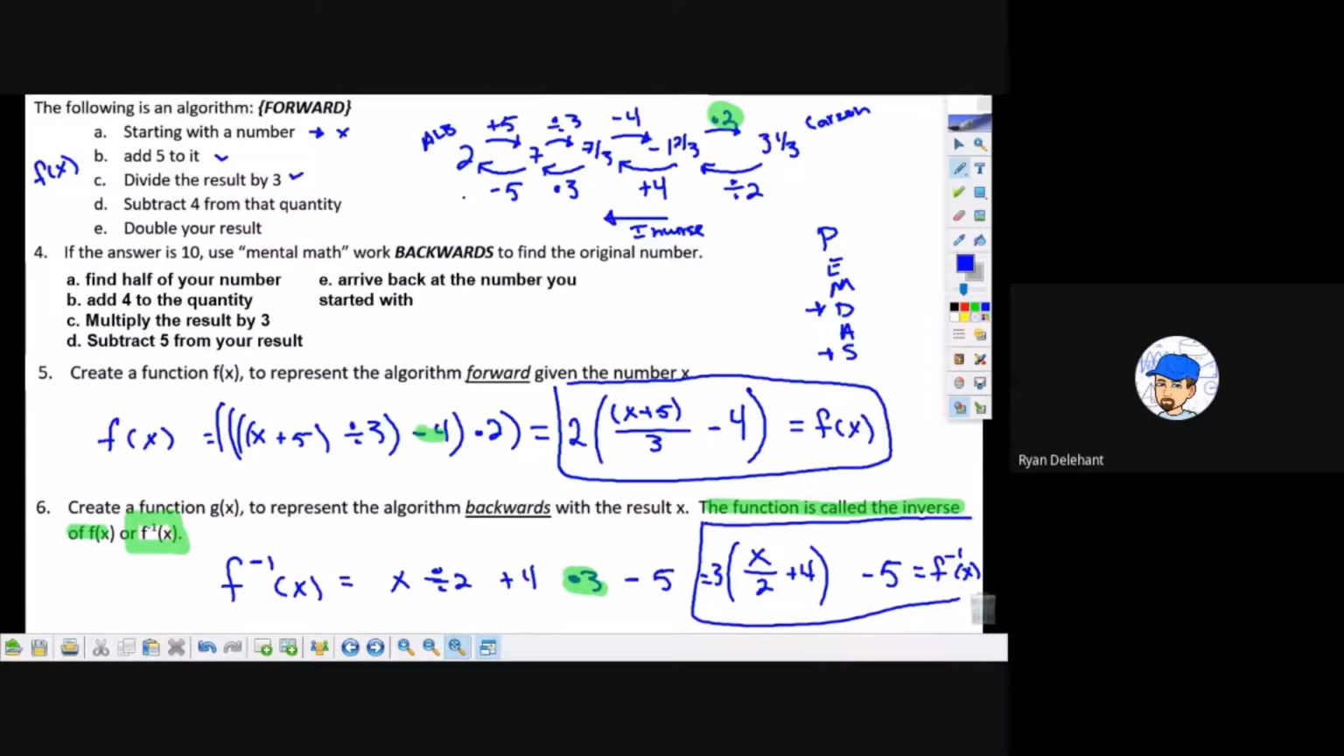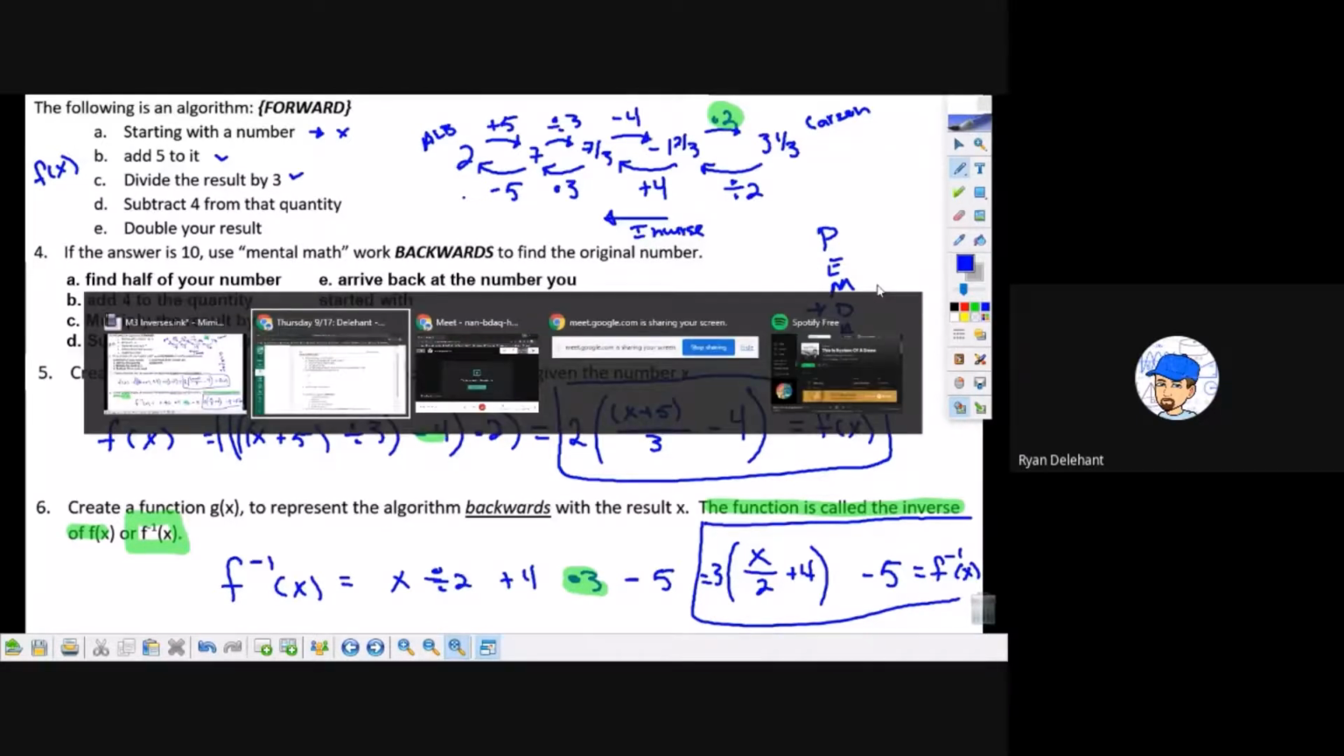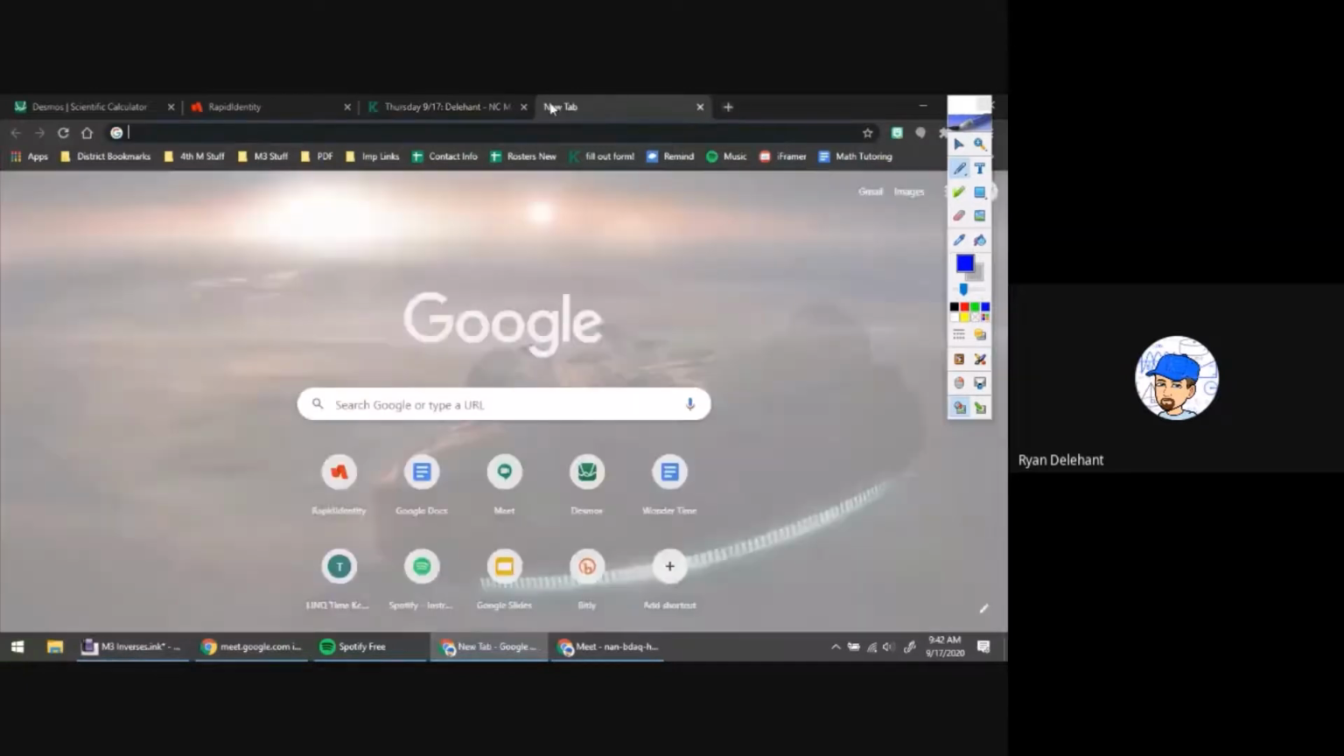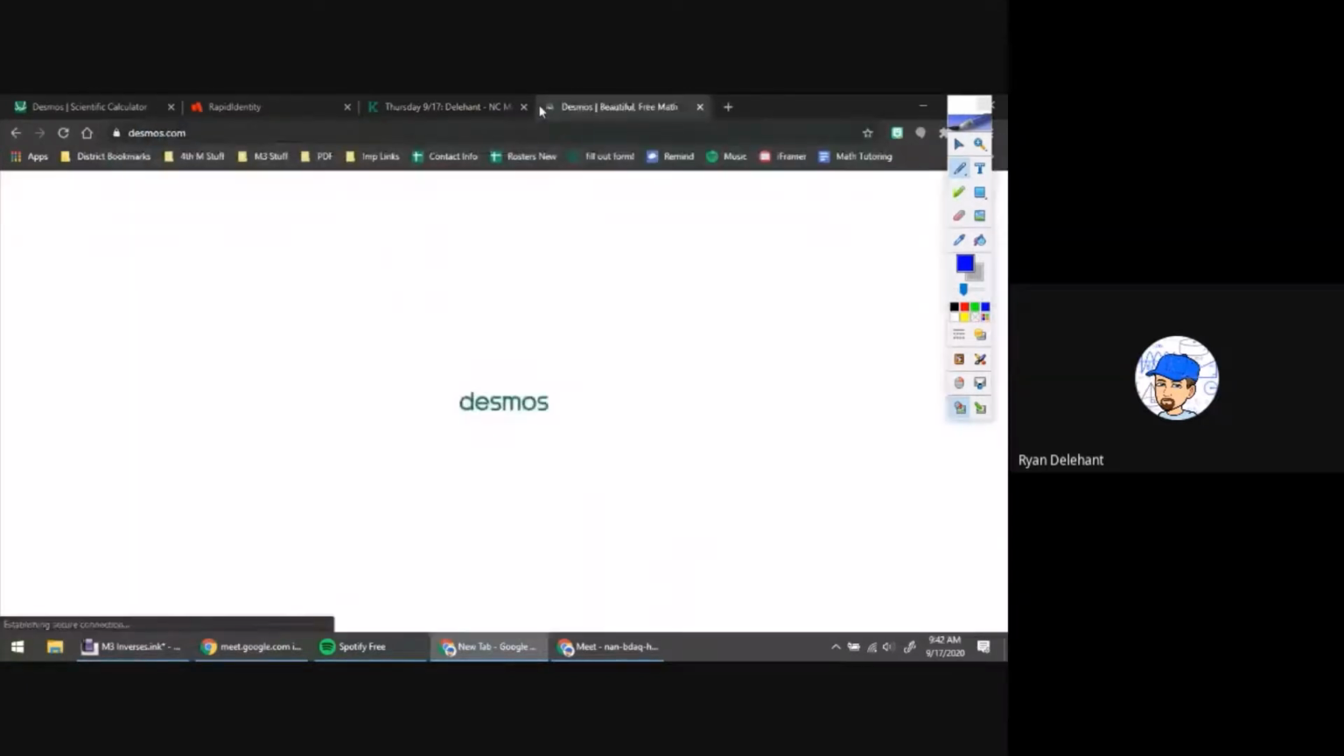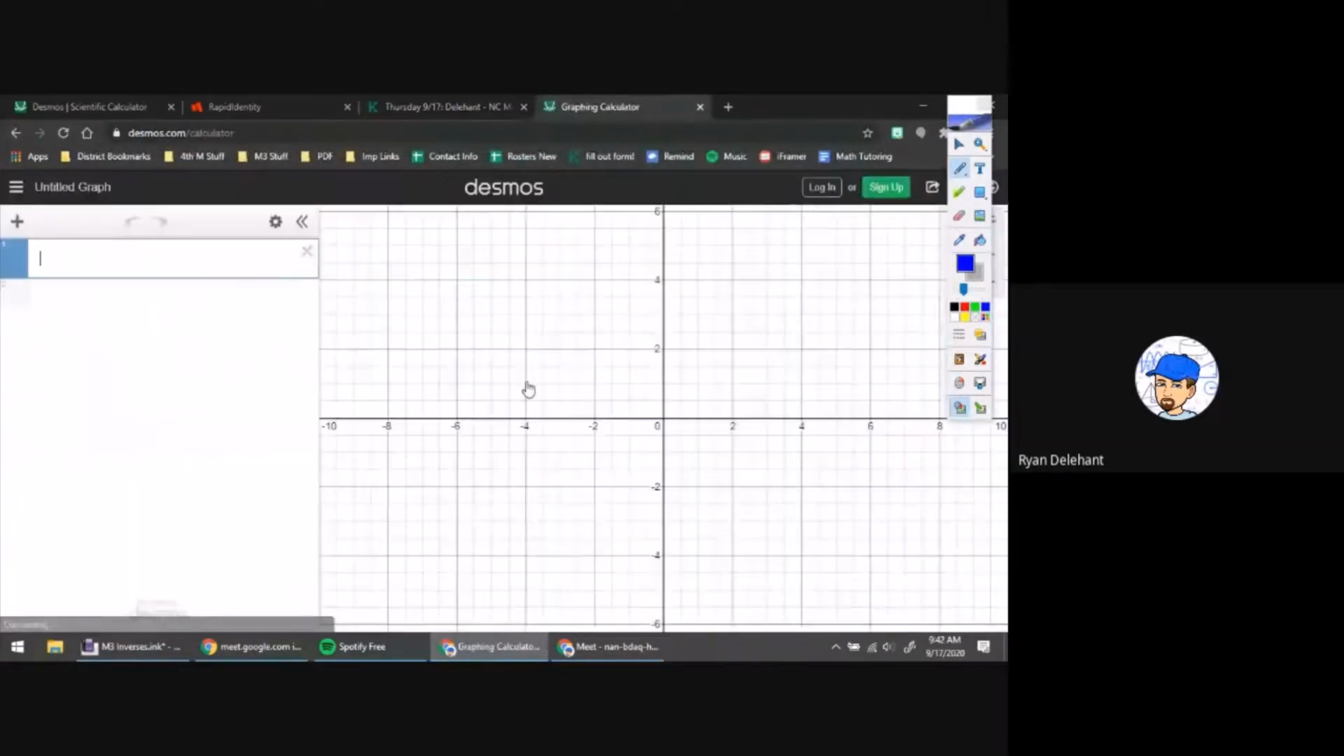If we went to Desmos and we graph both of those, which I think we'll do, you'll see that they're reflections of each other over that y equals x line. So let's actually look at it. I'm going to plug them both in.